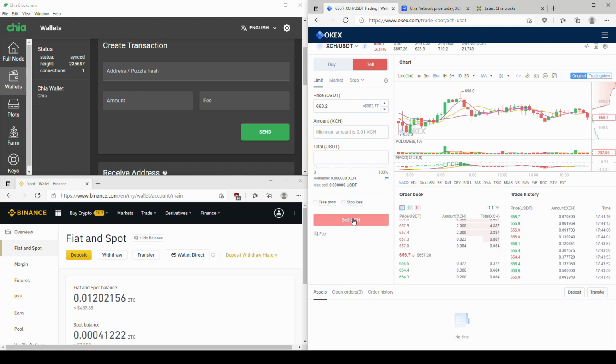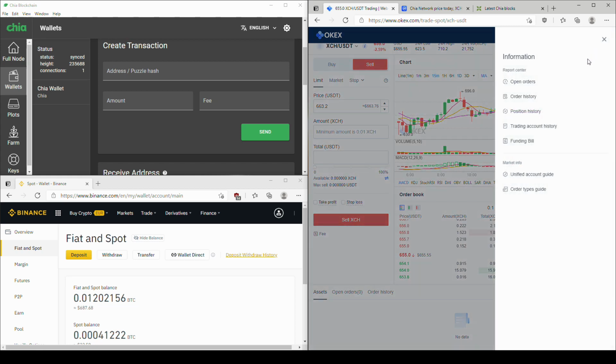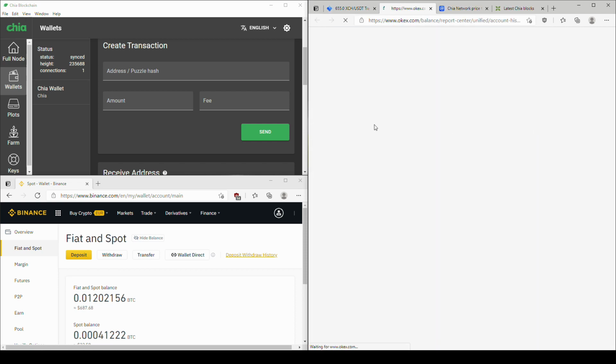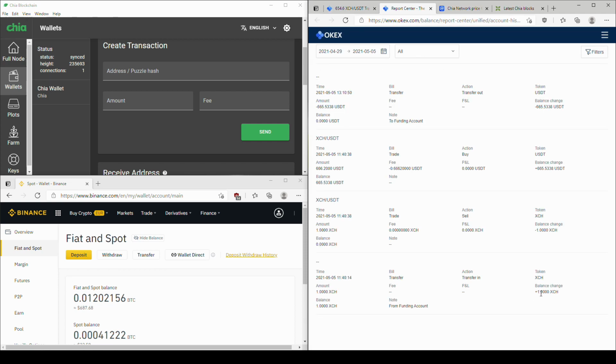You probably have to enter another password that you specified earlier, but your Chia coins will then be converted into US dollar tethered. You can see that I have done this earlier today by looking at my trading account history. In here we can see that I received 1 Chia coin, that I sold 1 Chia coin and gained 665 US dollar tethered. And then, this is the next step coming up now, that I have withdrawn this money.